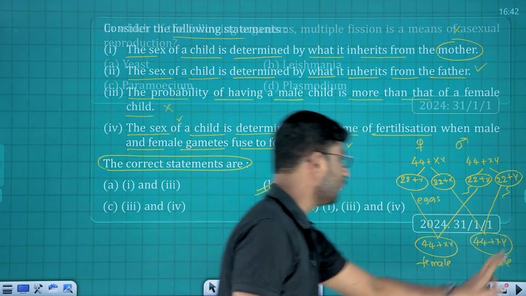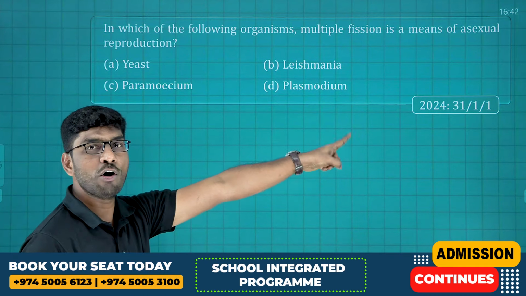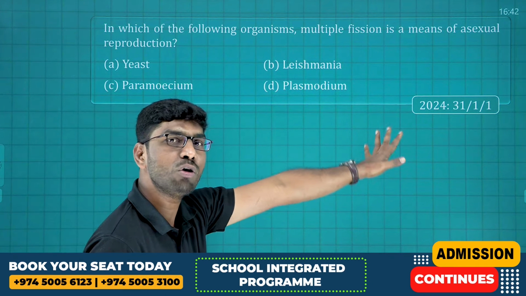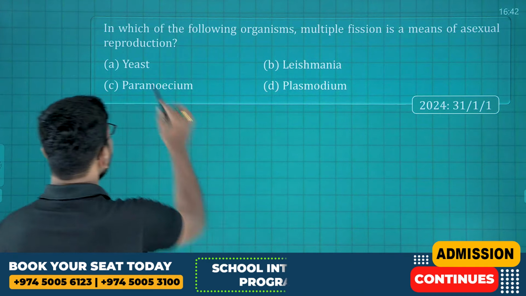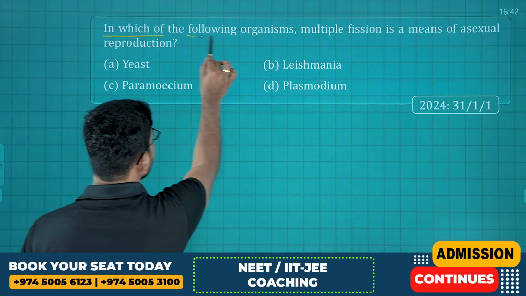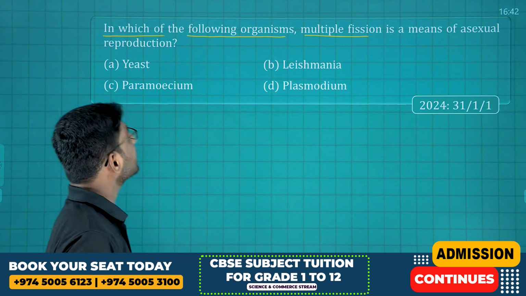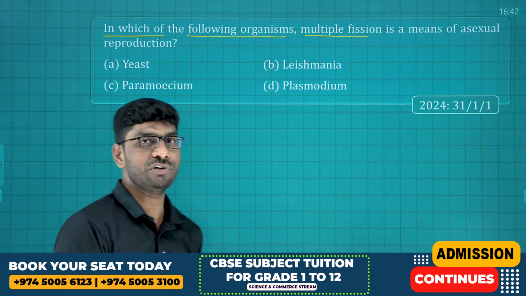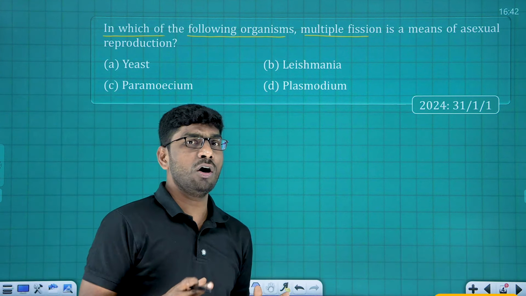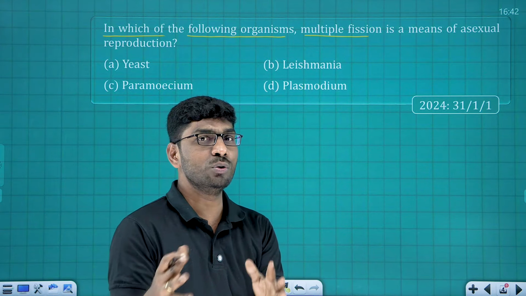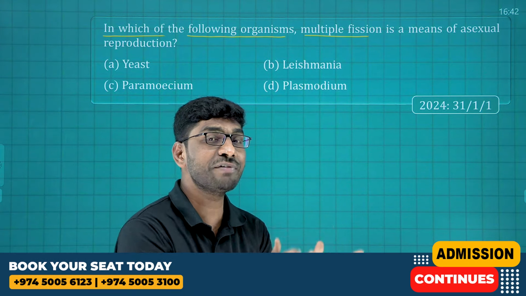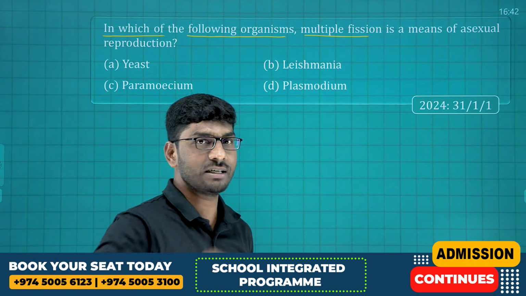Next question. Question number 2. This is also a 2024 last year question from How Do Organisms Reproduce. In which of the following organisms is multiple fission the means of asexual reproduction? Multiple fission. If you are able to recall, in How Do Organisms Reproduce, we discussed different types of asexual reproduction in theory class.